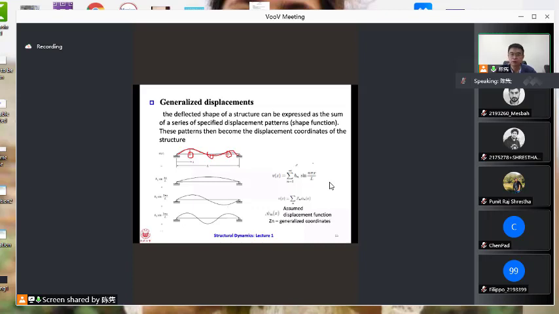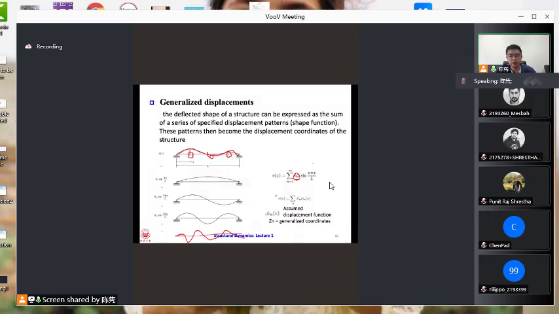And you can increase the number. You can add, let's say, the fourth, which is two sine waves, and 2.5 and 3. You can increase the number of these to represent the real curve. So actually, we change this into a combination, into this one. Actually, we need to determine these coefficients, because this shape function, we assume we already know. It is specified.